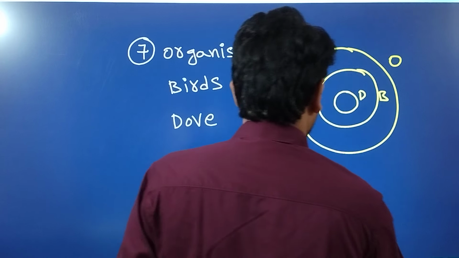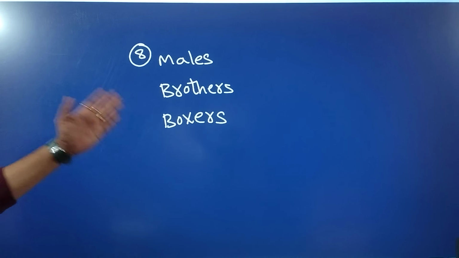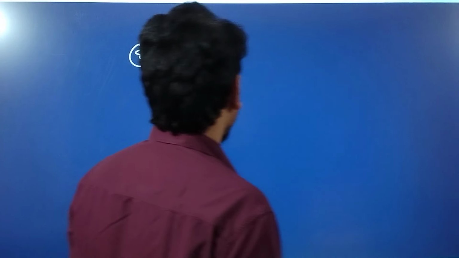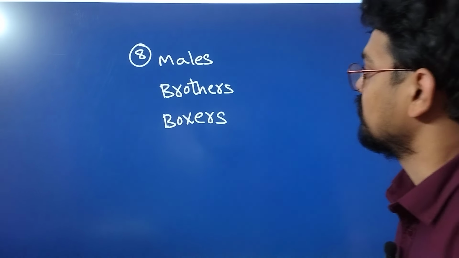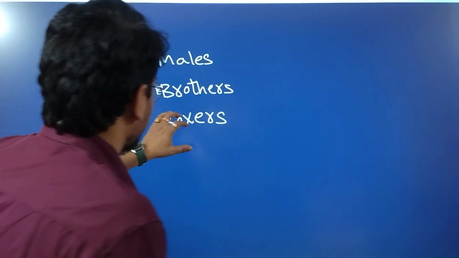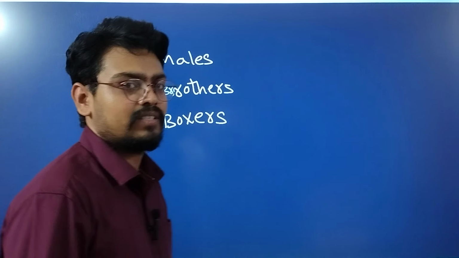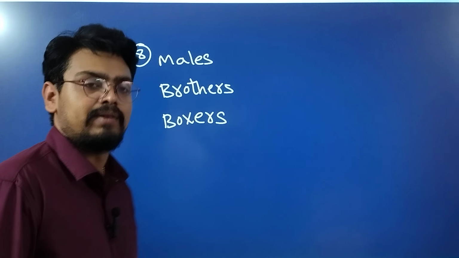Now the next one: males, brothers and boxers. Again, this is an excellent question. Please see. Males, brothers and boxers. It's very clear that brothers and boxers come under males. And very clearly we can say that all the brothers come under males. Now what about boxers? Will boxers be males or females? In the boxers category, there is a chance to be females.